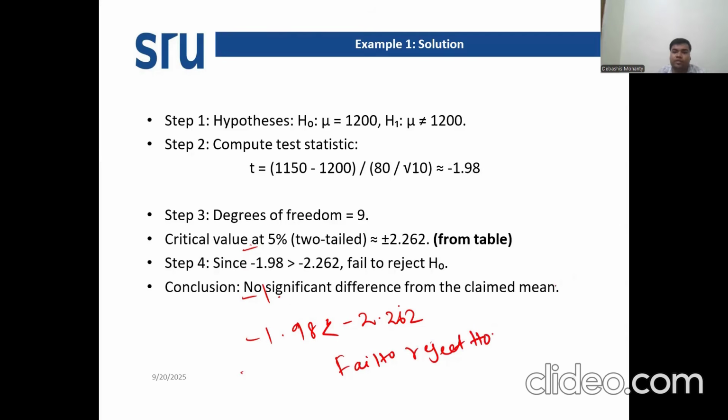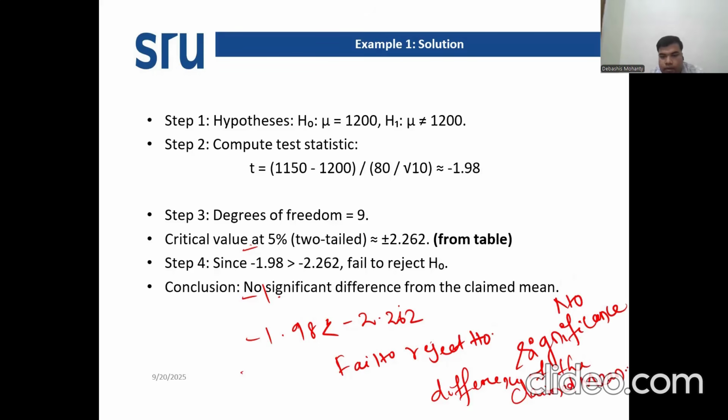Fail to reject means what? No significant difference of the claimed mean. Okay.